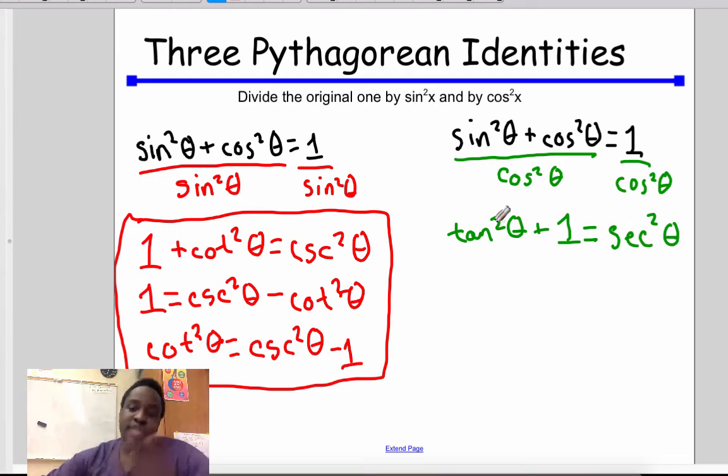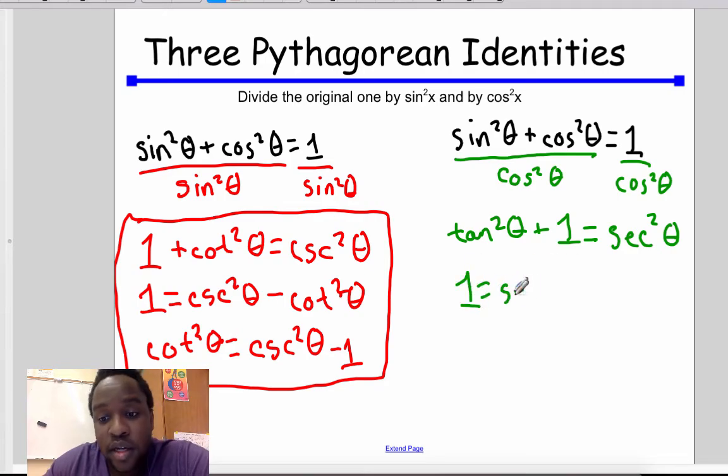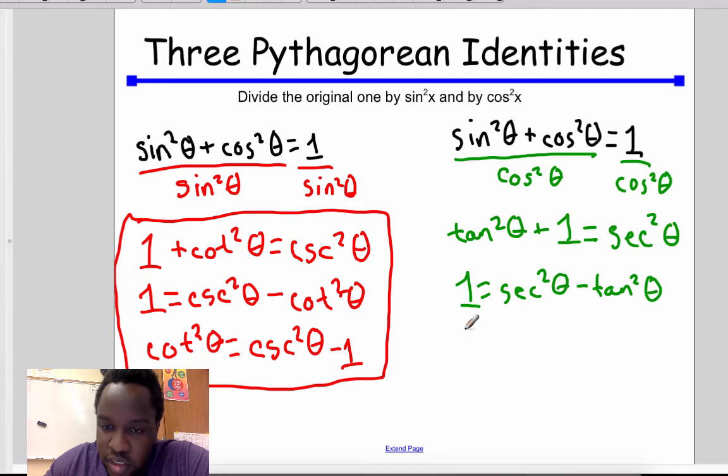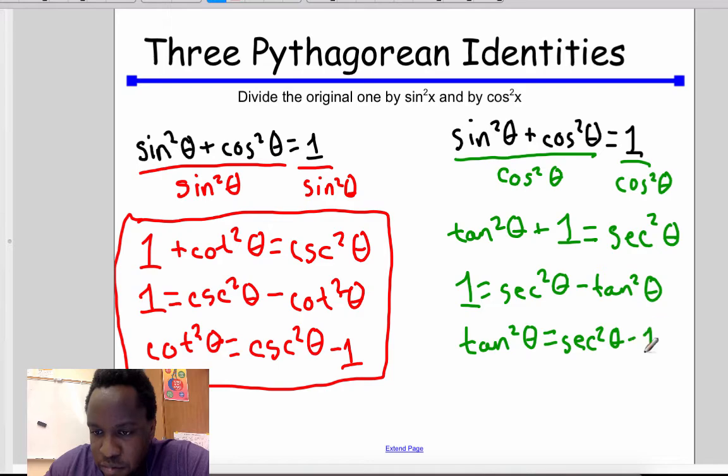So that's one of them, tangent squared theta plus 1 equals secant squared theta. Now, of course, 1 will be equal to secant squared minus tangent squared, because I subtracted tangent squared theta on both sides. And then also tangent squared theta is equal to secant squared minus 1.